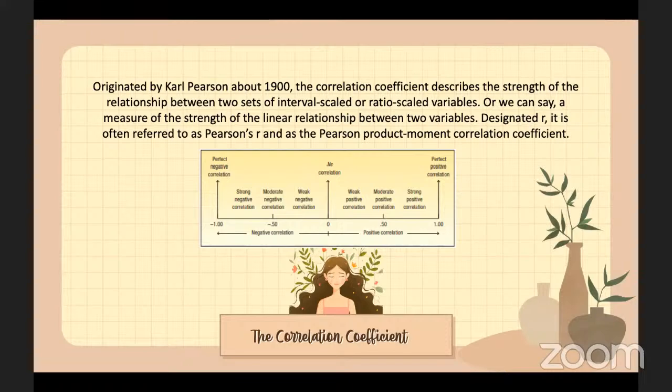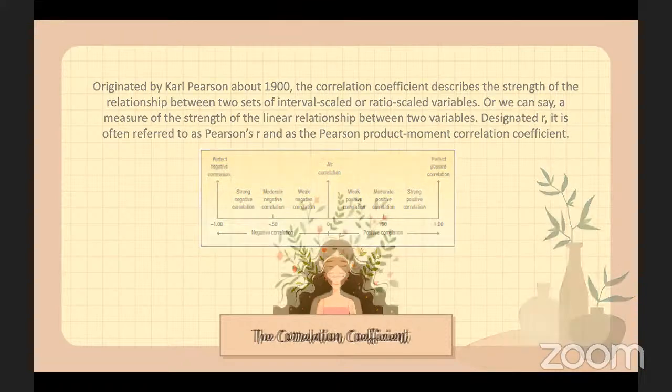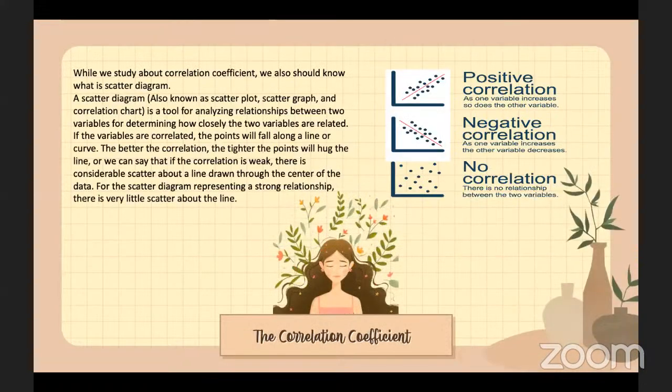So while we study the correlation coefficient, we also should know what a scatter diagram is. A scatter diagram, also known as a scatter plot, scatter graph, or scatter correlation chart, is a tool for analyzing the relationship between two variables, for determining how closely the two variables are related. If the variables are correlated, the points will fall along a line or curve.